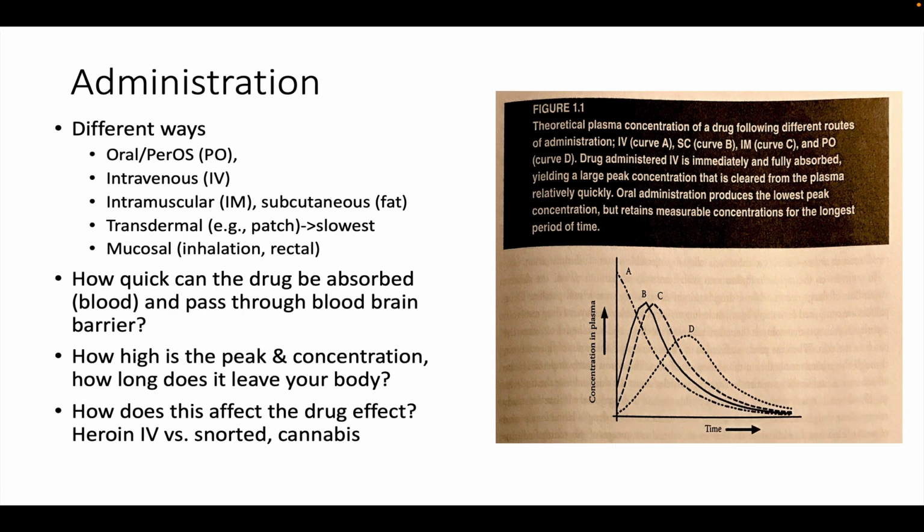As you can see from this graph, A is intravenous, B is subcutaneous or fat, C is intramuscular, and D is oral or prescribed. You can see how high the peak is, and the concentration is how long it takes to leave the body. Oral administration produces the lowest peak concentration, but retains measurable concentrations for the longest period of time. Whereas intravenous is immediately and fully absorbed, leading to a large peak concentration that is cleared from the plasma relatively quickly. So that's why it's important to understand the different administrations of drug use.